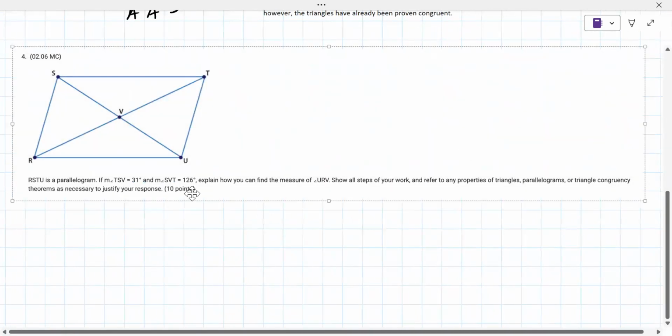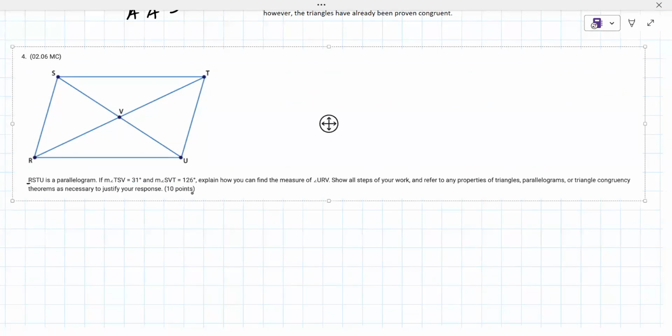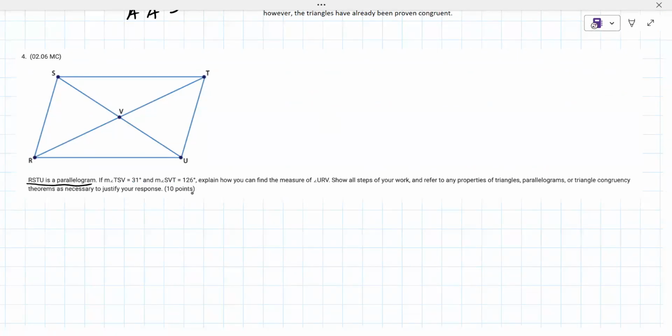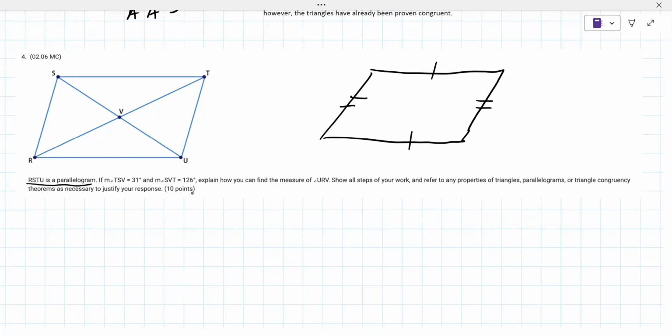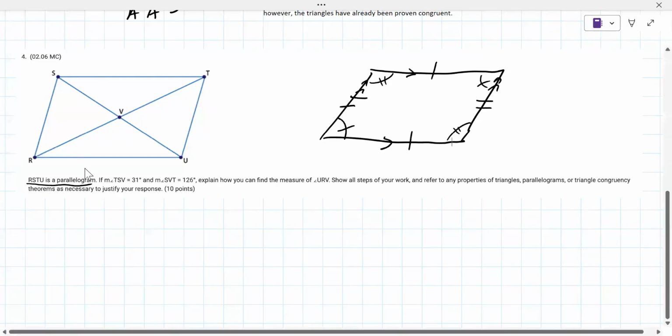All right, it says RSTU is a parallelogram. That's important. A parallelogram opens up a ton of things. When you have a parallelogram, you know a bunch of things right away. You know that opposite sides are congruent. You know that opposite sides are parallel. Then that opens up things with angles: that angle equals that angle, the other angle equals the other angle. Lots of stuff opens up.